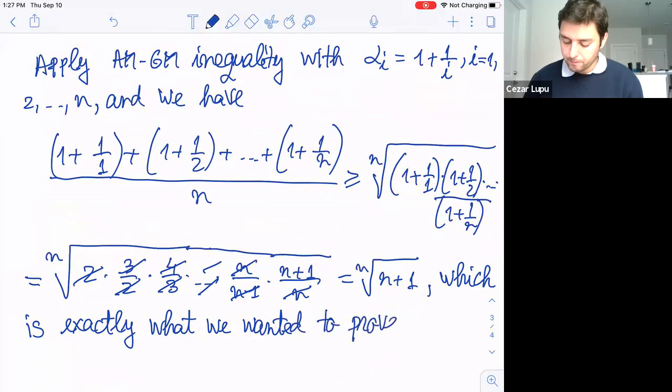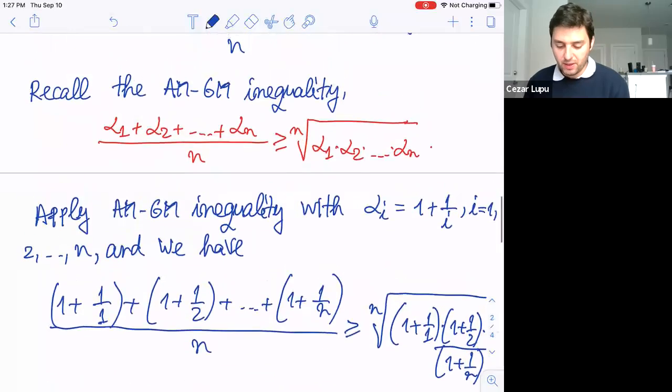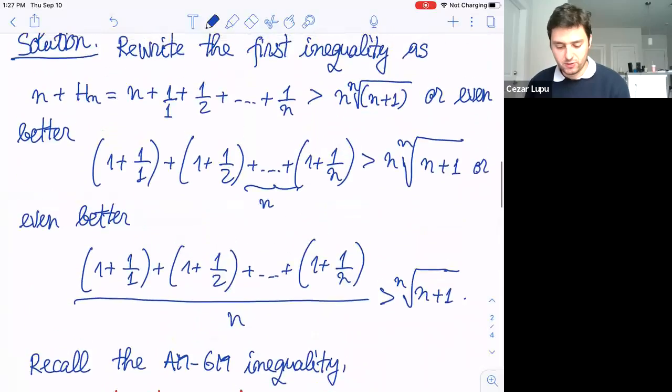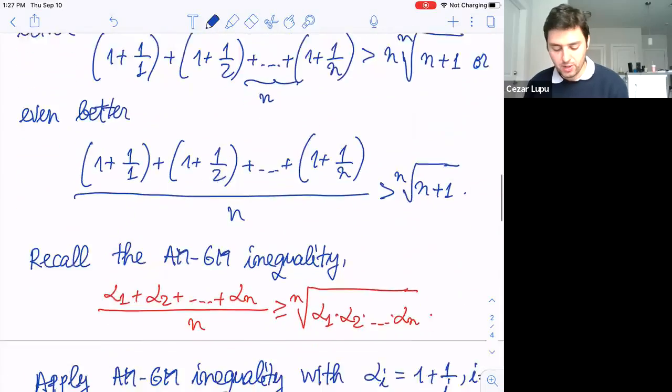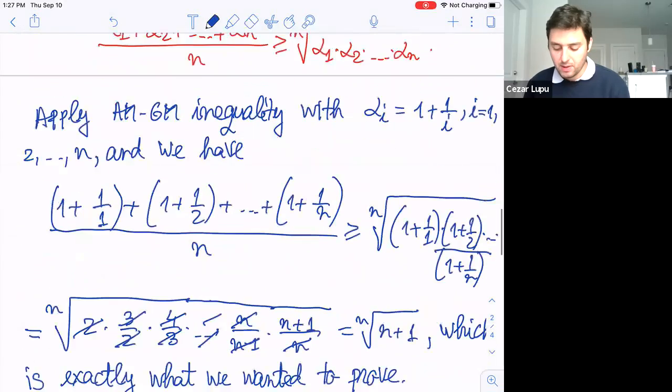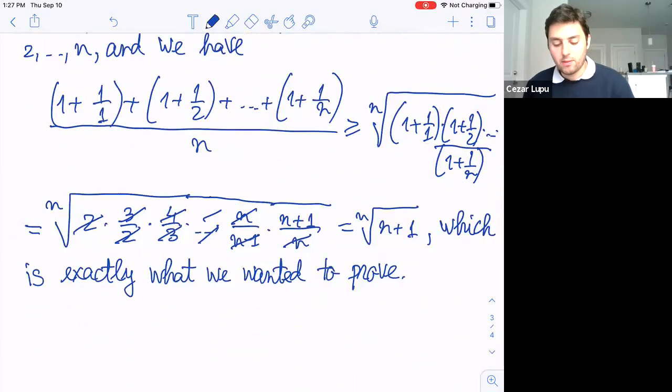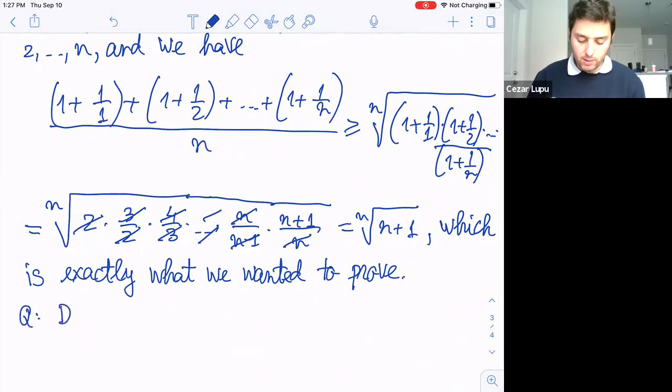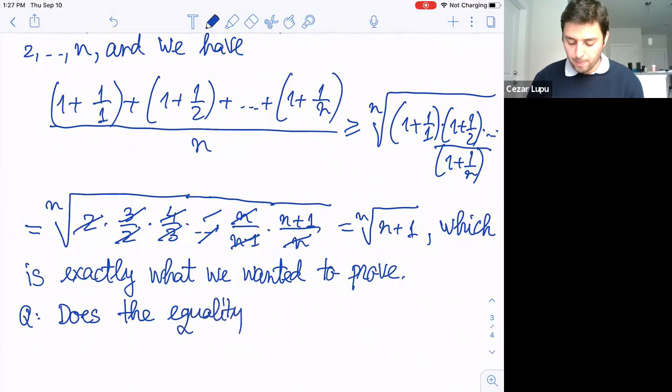So basically the only thing you had to do is just to rewrite the inequality and apply the AM-GM inequality, and that was it. Okay, but do you see here, my problem says that the inequality is strict. The question is, do we have equality? Does the equality case hold true? That is the question.